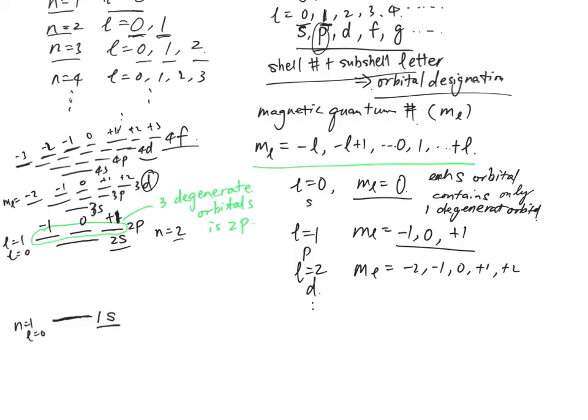Okay, so are we done with these quantum numbers? No. Each one is related to the previous one. Okay, L is limited by the N value. Now ML is limited by the L value.